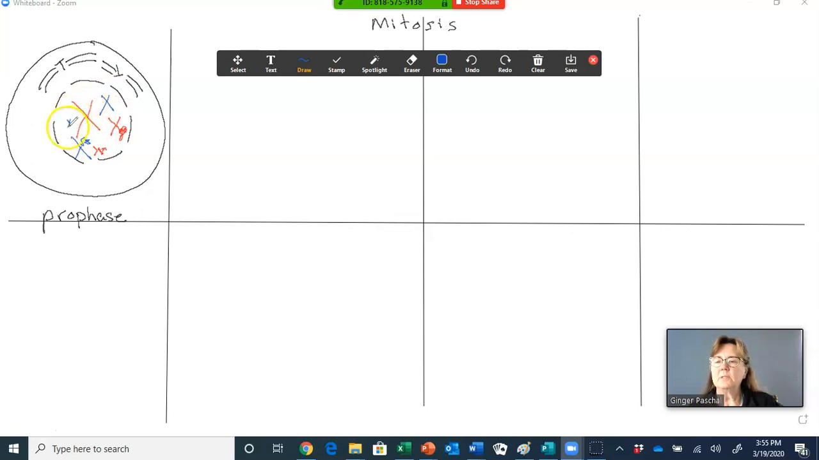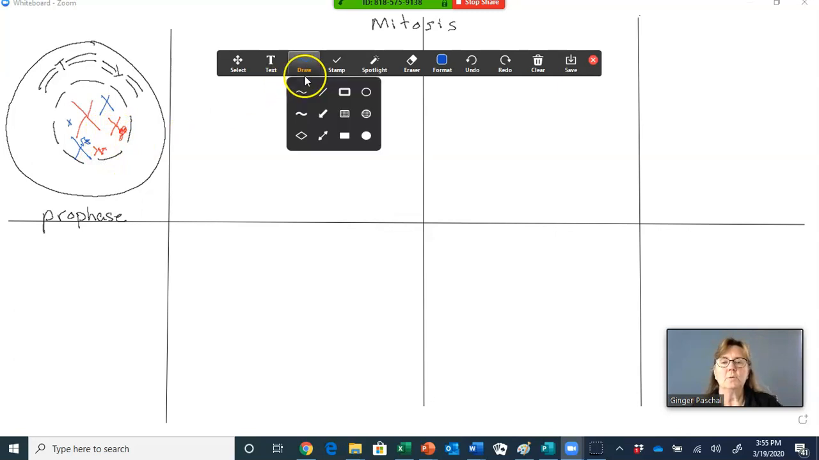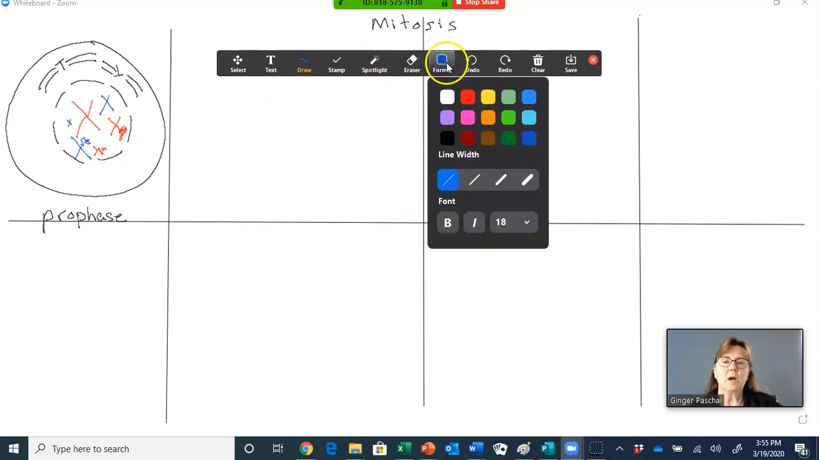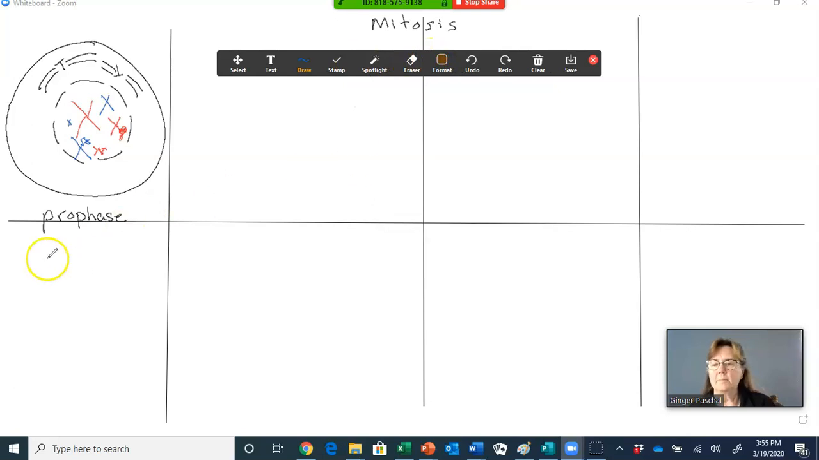So we have several of these that have completely formed into replicated chromosomes, but we have a couple that are chromatin that is continuing to coil into replicated chromosomes. So let's list what we've got here. Let me change colors. All right, so in no particular order, we're going to list the events of prophase.